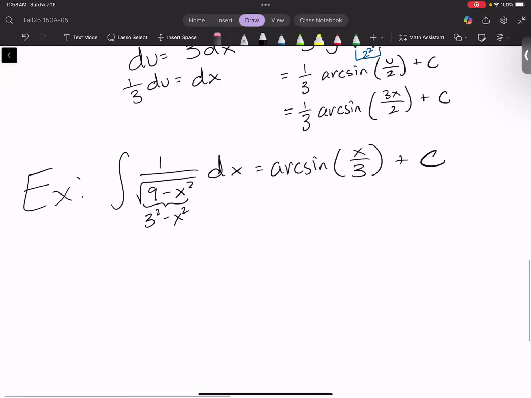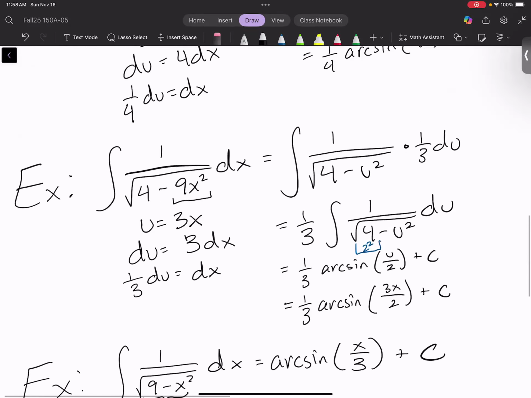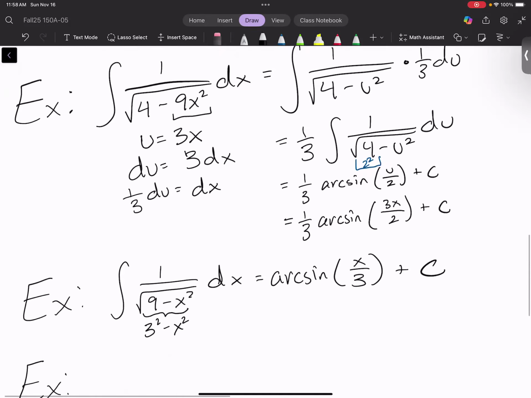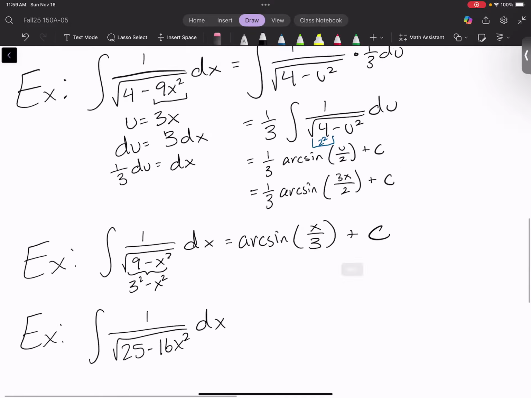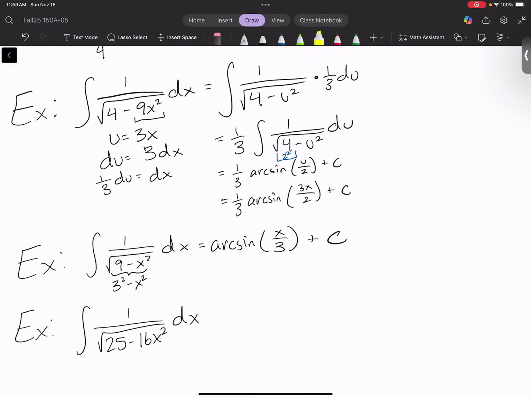Okay, so that's a whole bunch of arc sine. Let's go ahead and get you to try one more, very similar to this example at the top here. Okay, let's do another one. 1 over square root 25 minus 16x squared dx. And then just so when you pause the video, you have the previous example. So again, it's gonna be very similar to this guy here. So pause here, try this example.